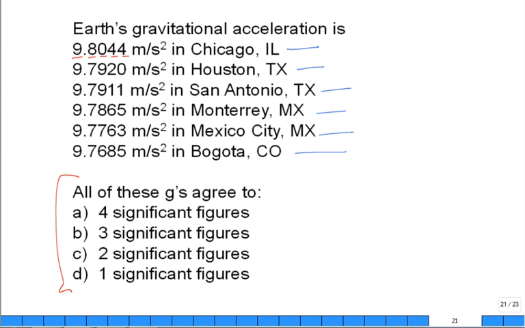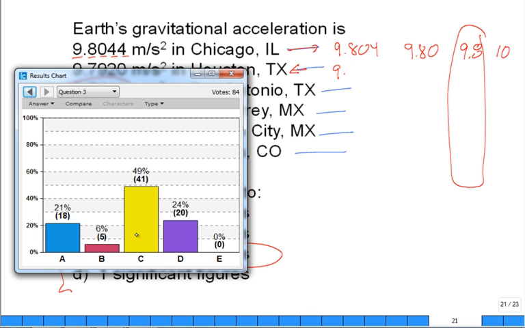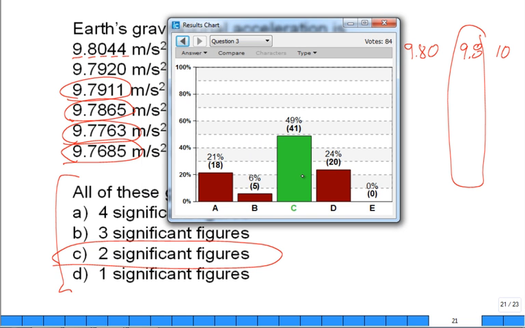All right, so if you start rounding them off, if you say, I want this number to 4 significant digits, it would be 9.804. I want it to 3 significant digits, 9.80. If I want it to 2 significant digits, 9.8. And if I want it to 1 significant digit, basically 10, okay? So you do that for every one of these, and you'll see that this is 9.79, blah, blah, blah. But what do they really agree on? 9.8. This is 9.8, this is 9.8, this is 9.8, that's 9.8, etc. So they agree to 2 significant digits.